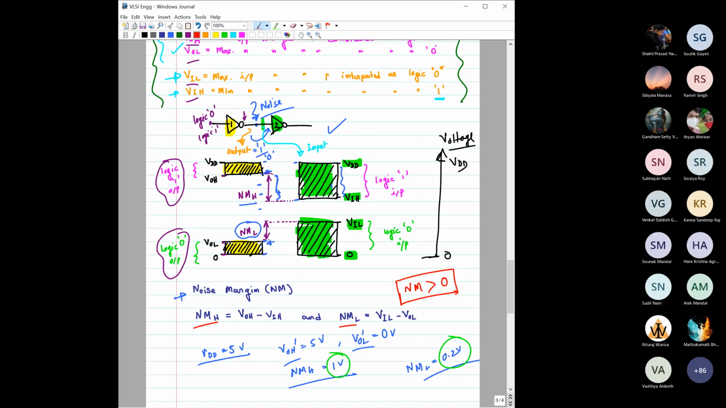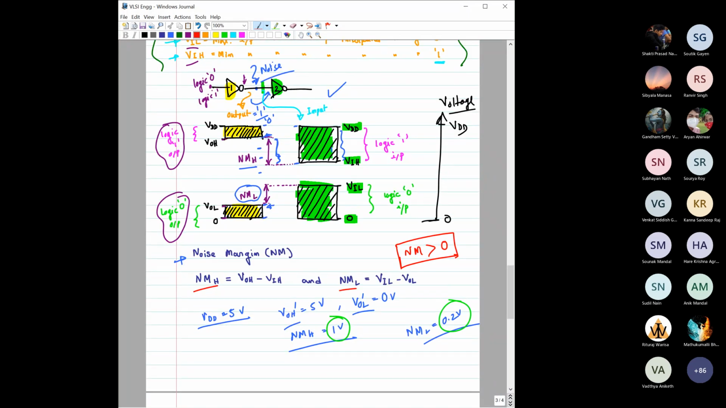Yes, sir, that part I got, but in the example you showed, noise margin high is 1 volt and noise margin low is 0.2 volt, you said we usually don't require this. Are noise margin high and low always equal? No, no. See, the thing is that you can change your design.